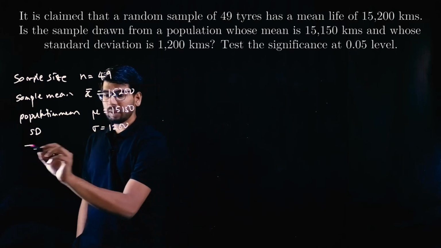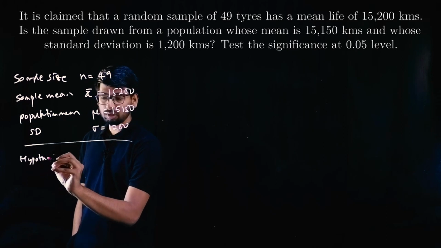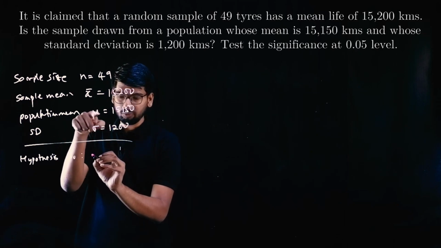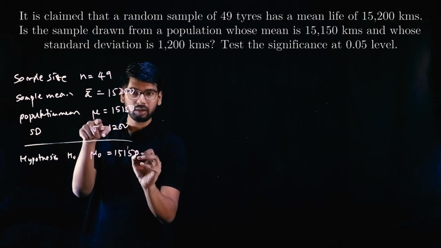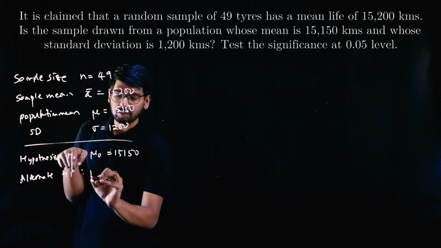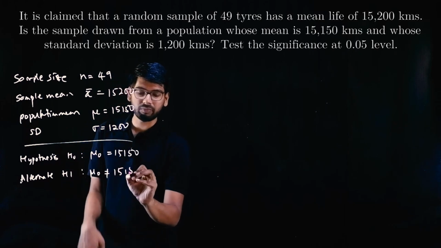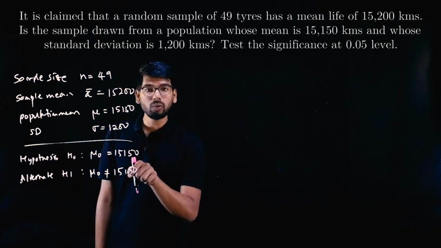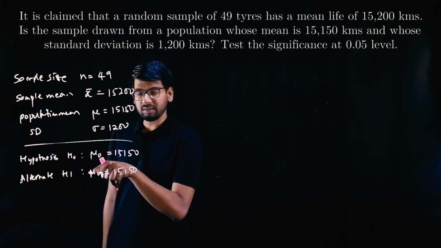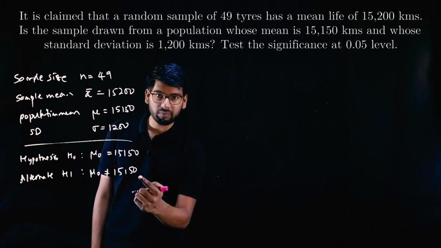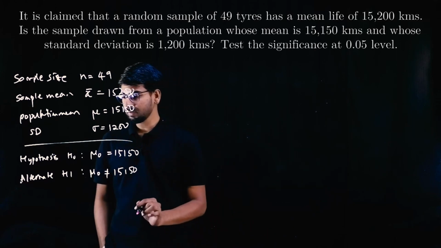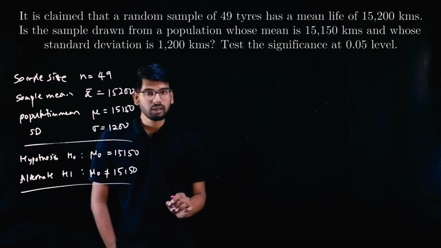And what is the hypothesis? The null hypothesis H naught is that the population mean is 15,150. The alternate hypothesis is that the population mean is not equal to 15,150. This points to a two-tailed test. If the alternate were that the population mean is greater than 15,150 or smaller than 15,150, it would be a one-tailed test. I will explain what a one-tailed test is. So this is the alternate and the null hypothesis.